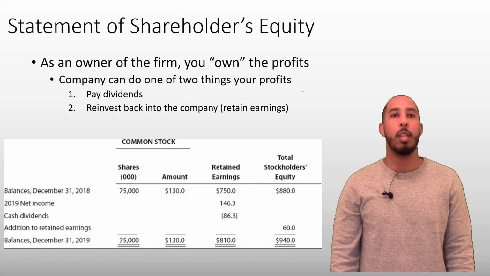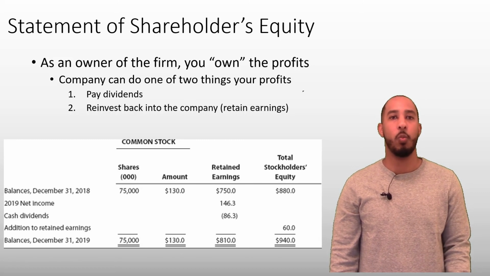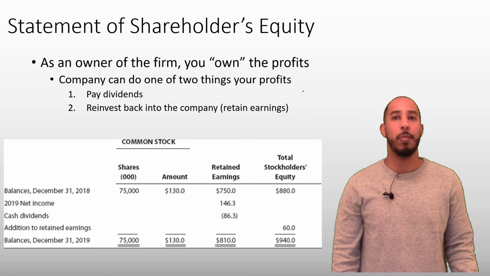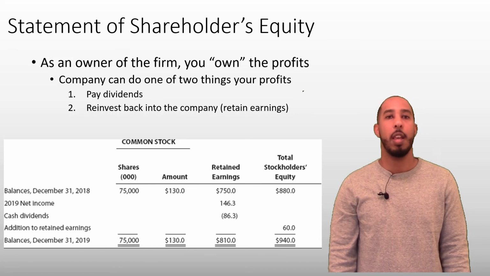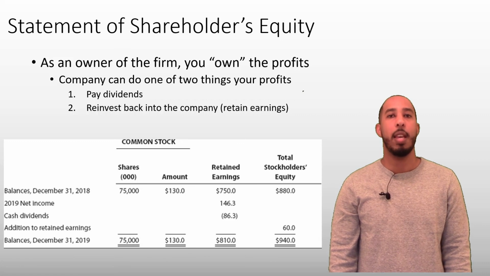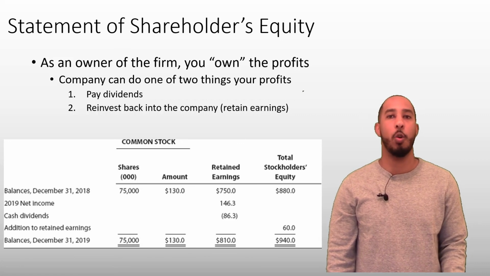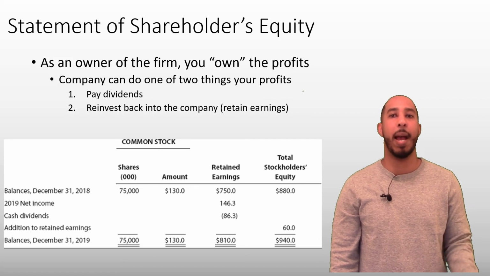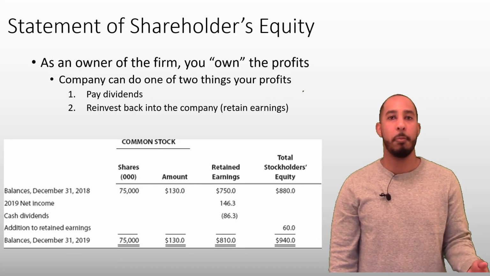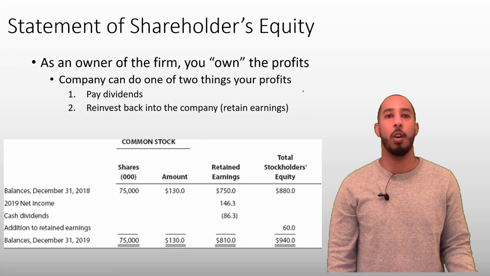Next, we want to see what the events of this year, 2019, will have on shareholders. Well, in 2019, they had profits of $146 million. And of that $146 million, $86 million was paid out to the shareholders as dividends, leaving $60 million to be retained and reinvested back in the business. So on the bottom, we show the current position of the shareholders.